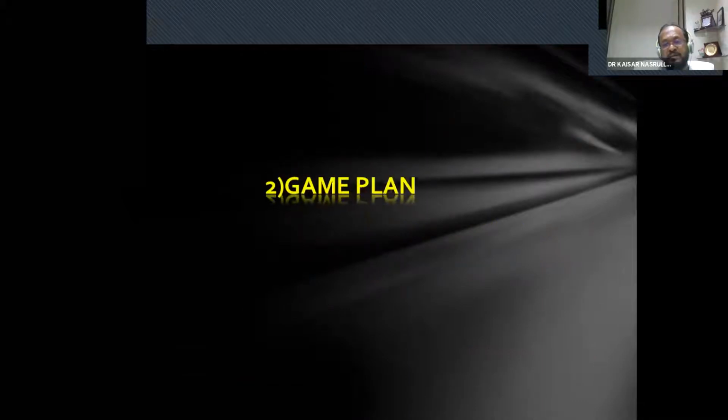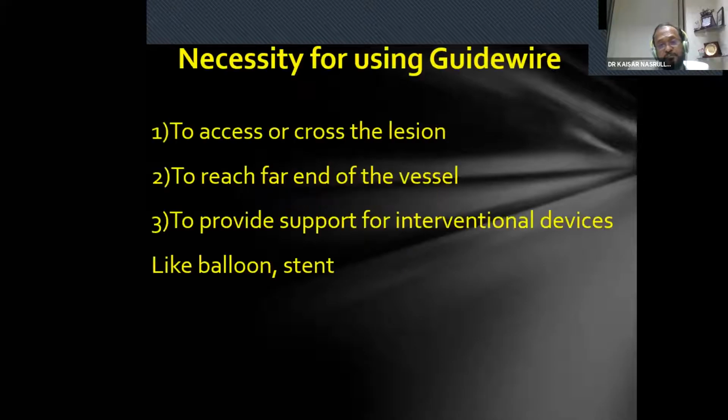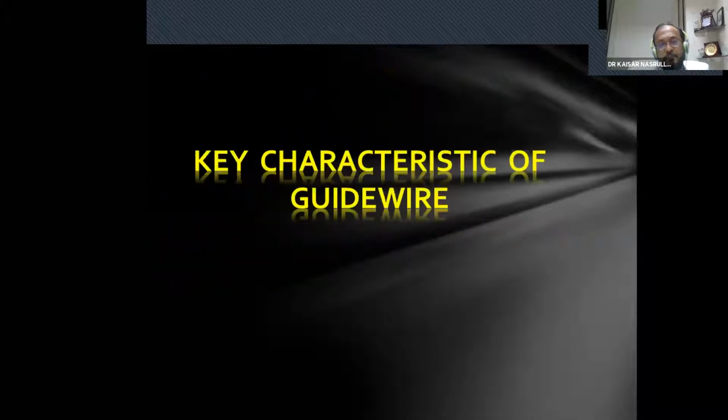Now, second agenda, game plan. So why guide wire? Because it is needed to access or cross the lesion to reach the far end of the vessel and to provide support for interventional devices like balloons and stents.